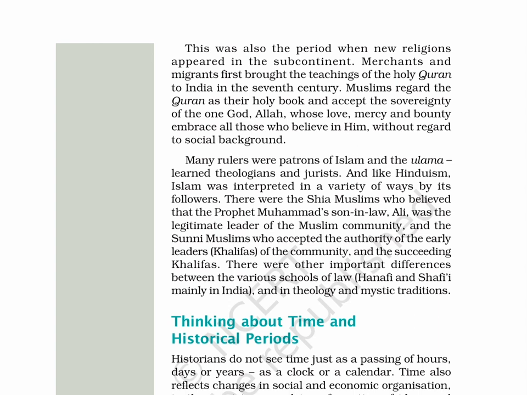There were the Shia Muslims who believed that the Prophet Muhammad's son-in-law, Ali, was the legitimate leader of the Muslim community, and the Sunni Muslims who accepted the authority of the early leaders, Khalifas of the community, and the succeeding Khalifas.